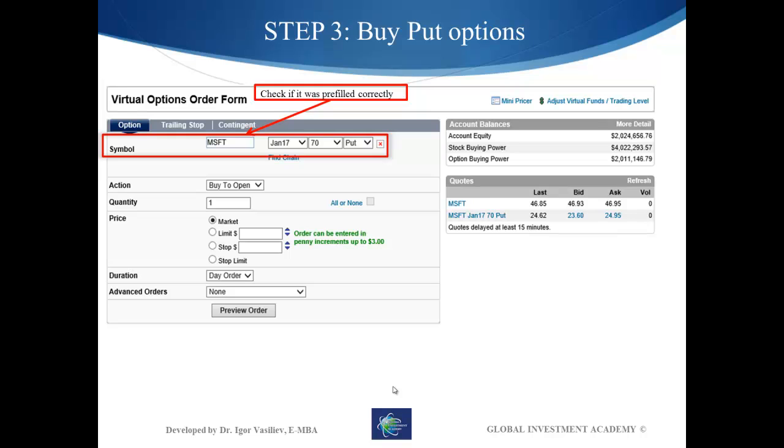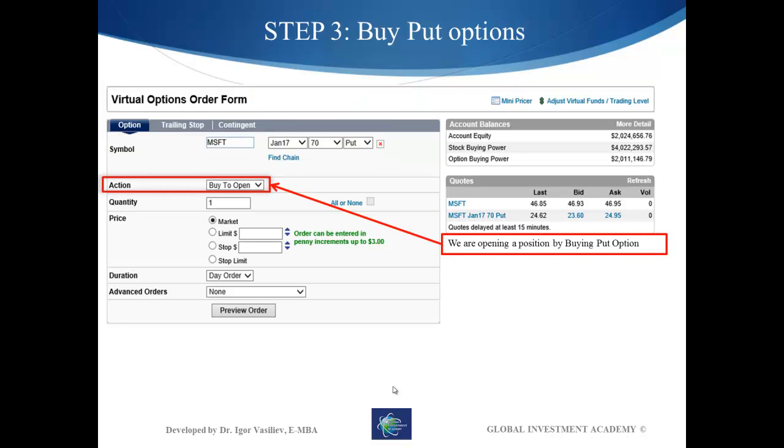So we can see it's Microsoft, January 2017, $70 strike price and put option. Then we said buy to open. So we're opening this position by buying. Before, with options, we sold to open. We were selling and opening the position. In this particular case, we're opening a position, but we buy put options.